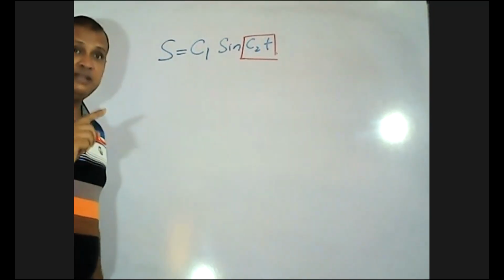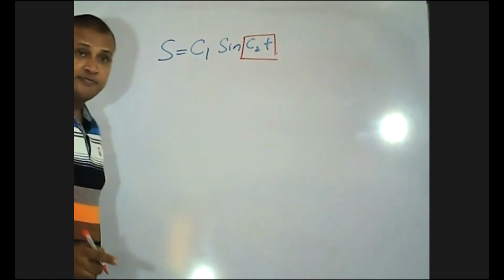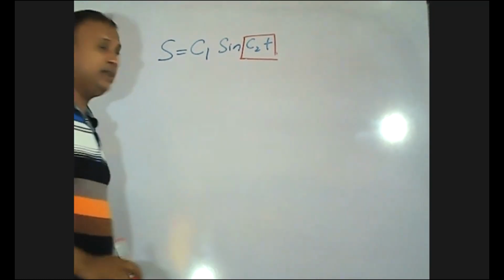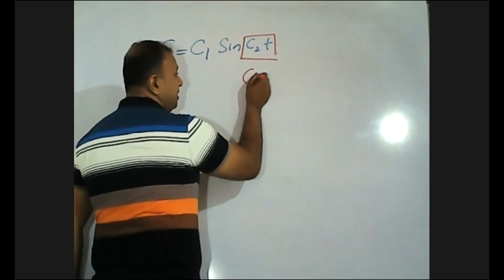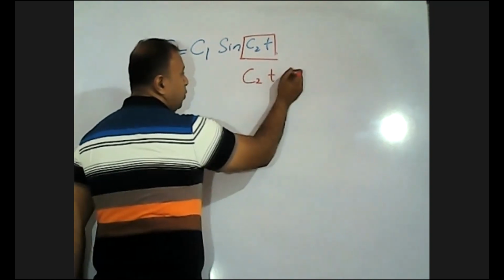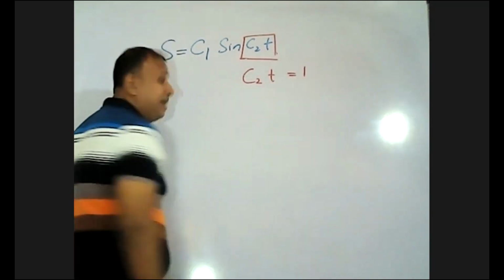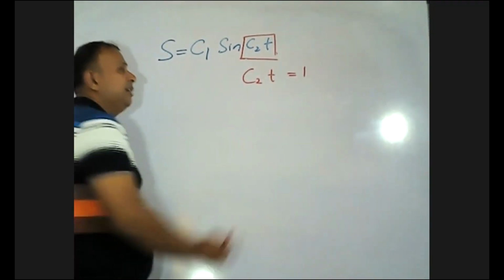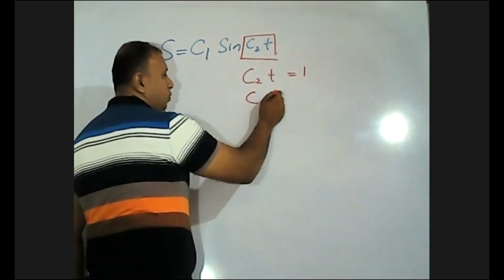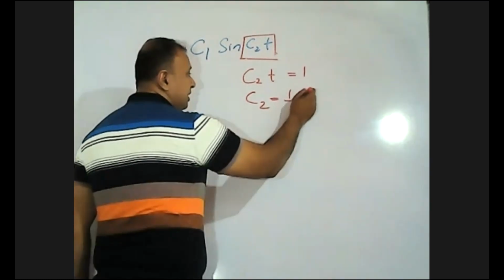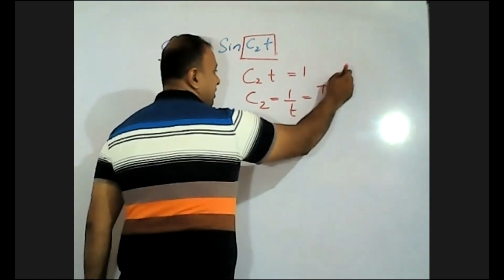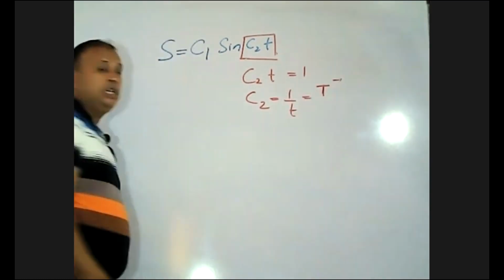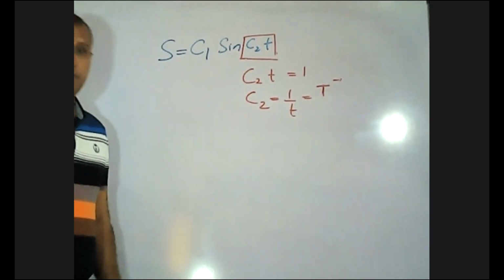So if it is an angle, that means it doesn't have a dimension. That means the dimension of C2T is equal to 1. That means the dimension of C2 is equal to 1 over T, which is T to the power minus 1.